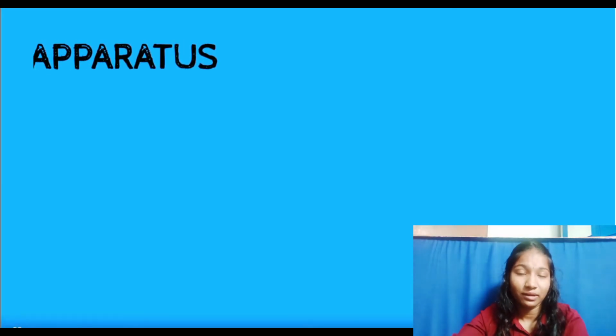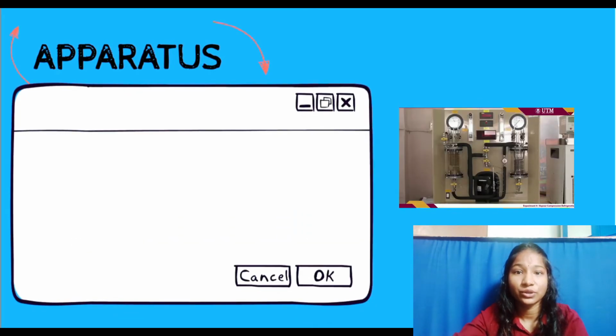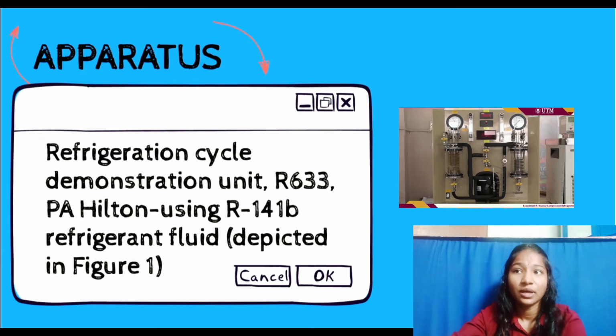For the methodology part, the apparatus used is the Refrigeration Cycle Demonstration Unit R633 PA Hilton using R14 refrigerant fluid.